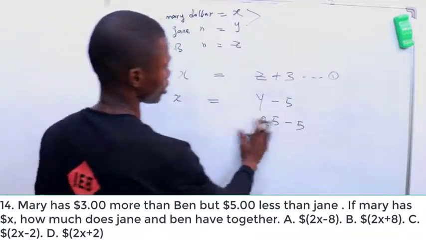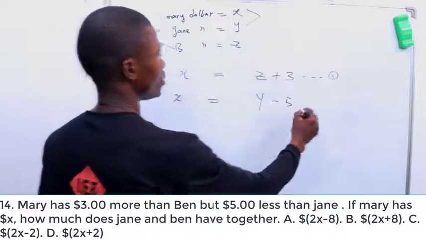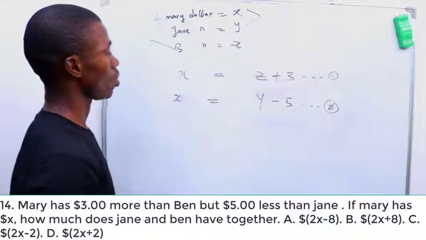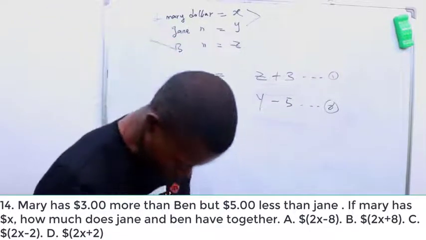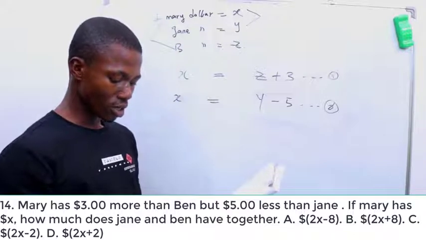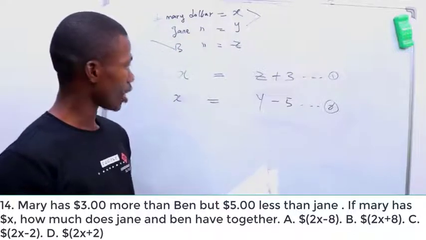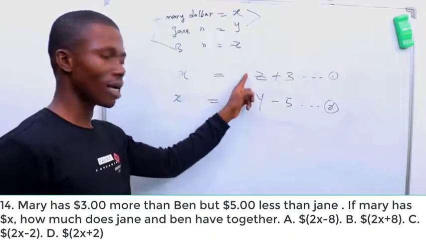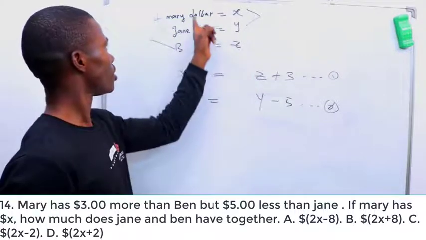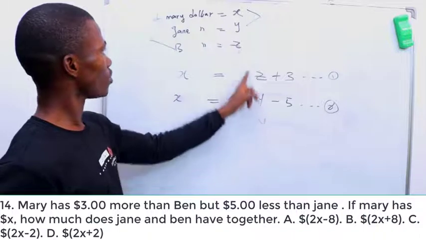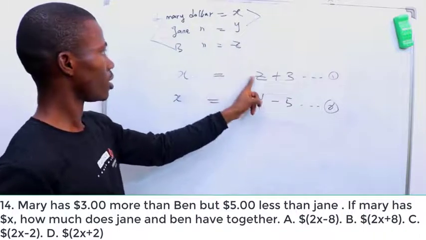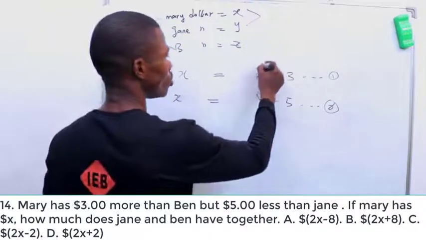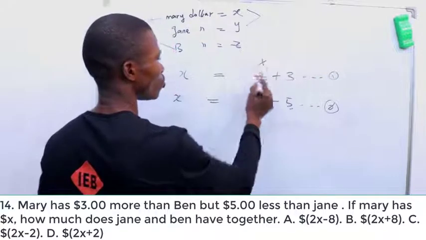Let's quickly go now and solve. So this is our second equation. And the question asks us to do what? The question says: how much do Jane and Ben have together? So all we need now is to find how much Jane has and how much Ben has. This Y is for Jane. Once we get it, we have gotten our answer. So from the equations, we want to know the value of Z and the value of Y.